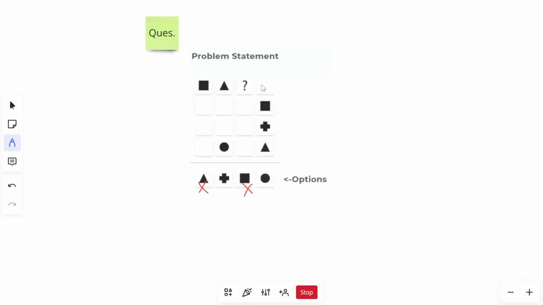So let's see, can we fit a plus here? Can we fit it? No, that is not possible. Why so? Because plus is already coming once, right? So the only option that we have is plus will come here and here circle will come. Okay, so that is why the answer for this question is that the question mark will be replaced with plus. Okay, that is why the correct answer will be plus.